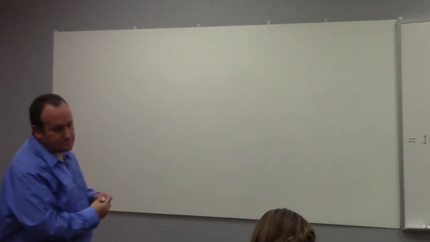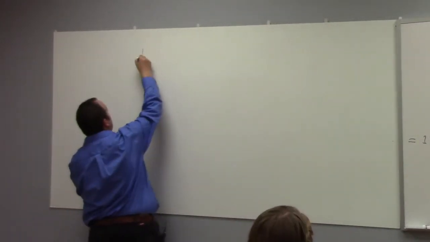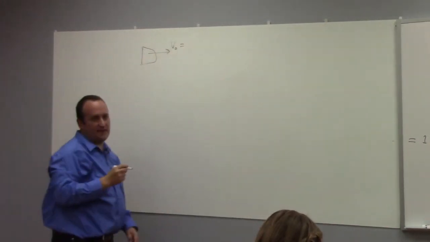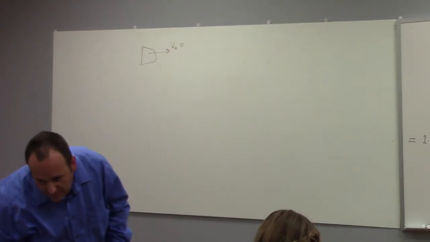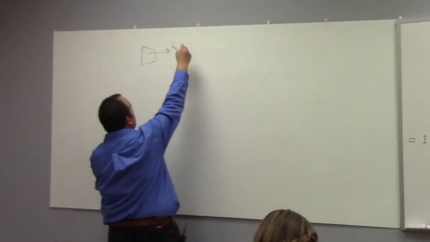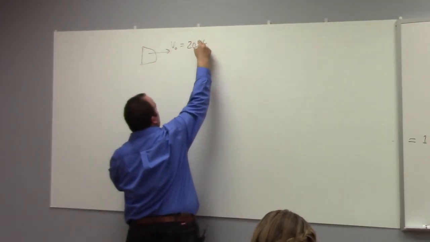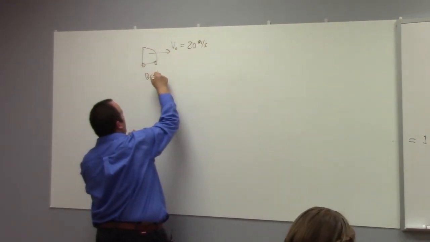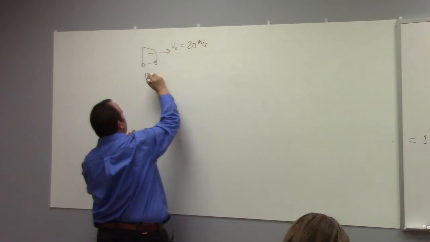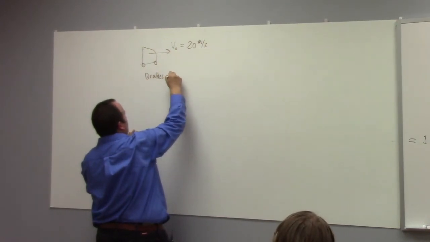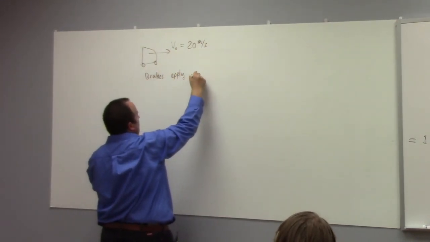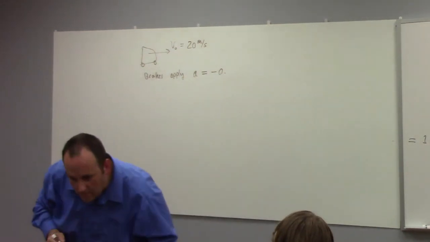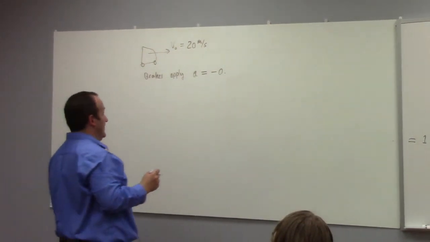So here again, what's the initial velocity? What did I say? I can't even remember. 20 meters per second. And brakes, I can't spell brakes. B-R-A-K-E-S apply an acceleration of, what meters per second squared? Oh, -2 meters per second squared.